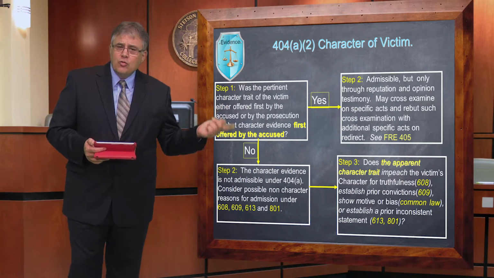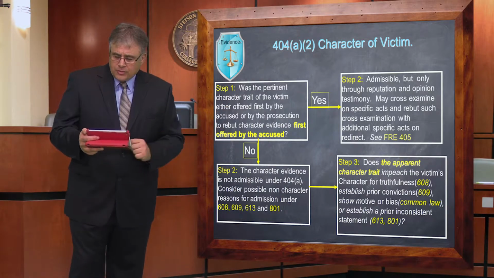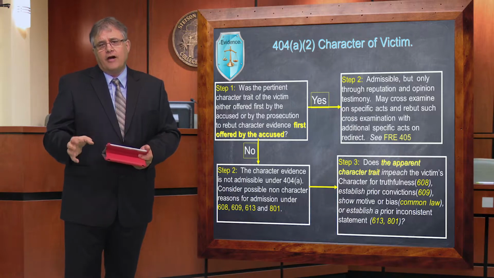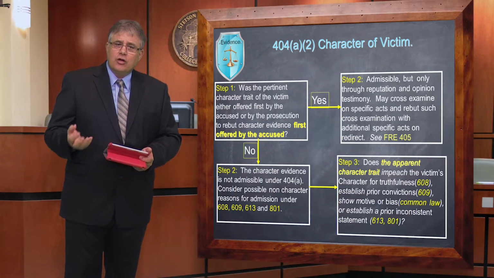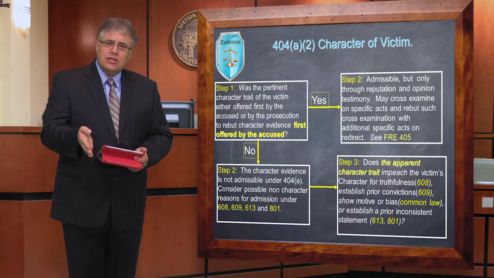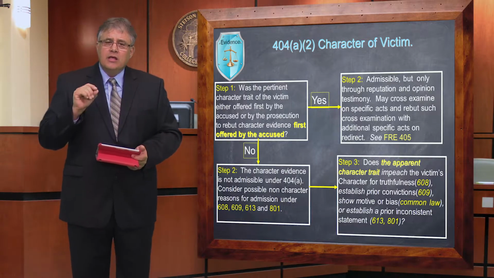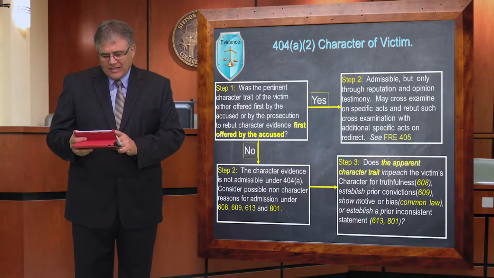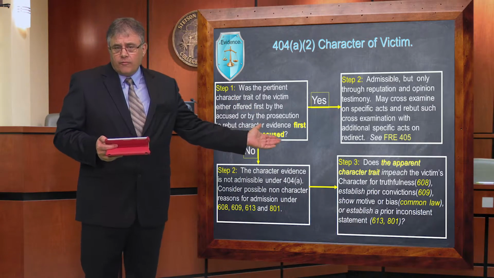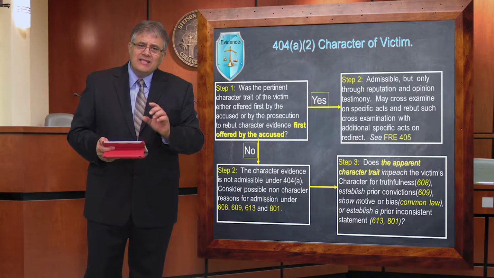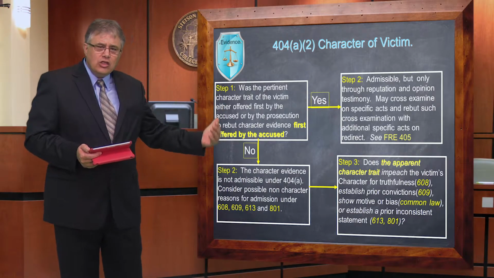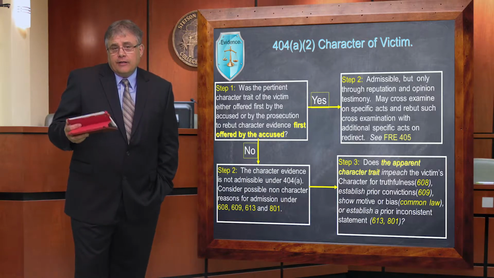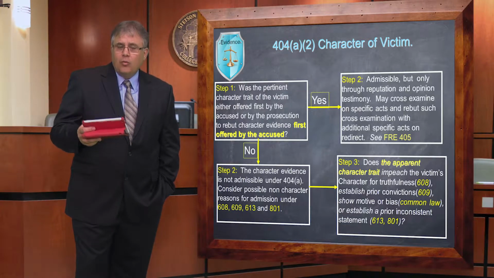But again, it's through reputation and opinion testimony on direct or specific instances on cross-examination, controlled by Federal Rule of Evidence 405. And if it's the Florida Evidence Code, again, it's only reputation testimony. I cannot admit opinion testimony in a Florida court on a character trait. Now, if that's not the case, it's not going to be admissible under 404A. And because it's the victim and not the accused, I can't use 404B to admit testimony of a character trait about the victim. But what can I do?